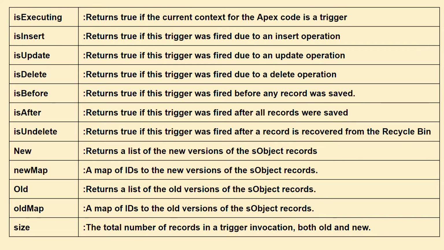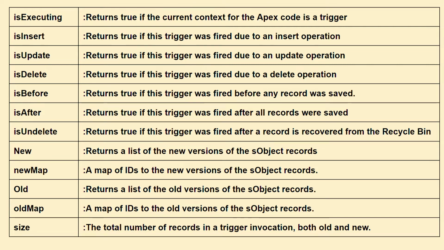For isInsert, it returns true if this trigger was fired due to an insert operation. For isUpdate, it returns true if this trigger was fired due to an update operation. Likewise, isAfter returns true if this trigger was fired after all records were saved.